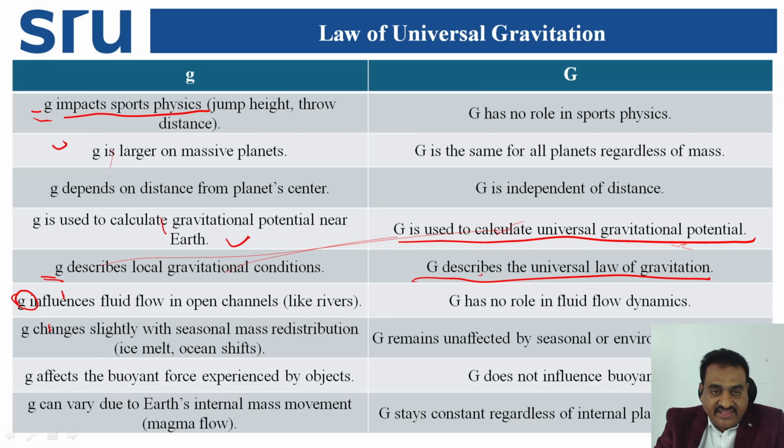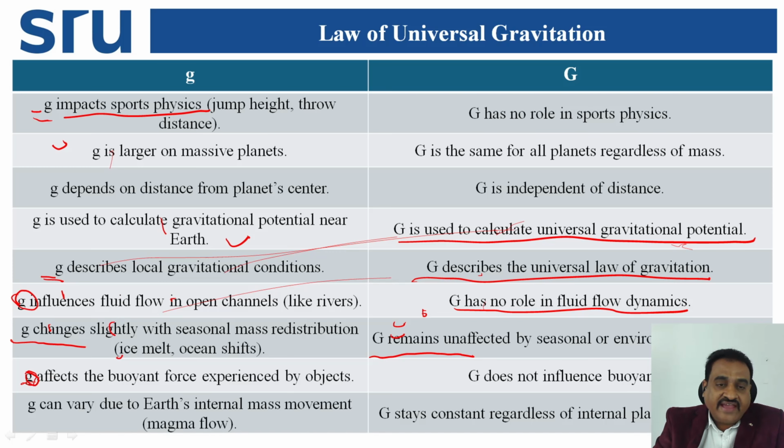Acceleration due to gravity influences fluid flow in open channels like rivers. So the universal gravitational constant, capital G, has no role in fluid flow dynamics. Small g value changes slightly with seasonal mass redistributions, ice melt, ocean shifts, etc. But the universal gravitational constant capital G remains unaffected by seasonal or environmental changes.